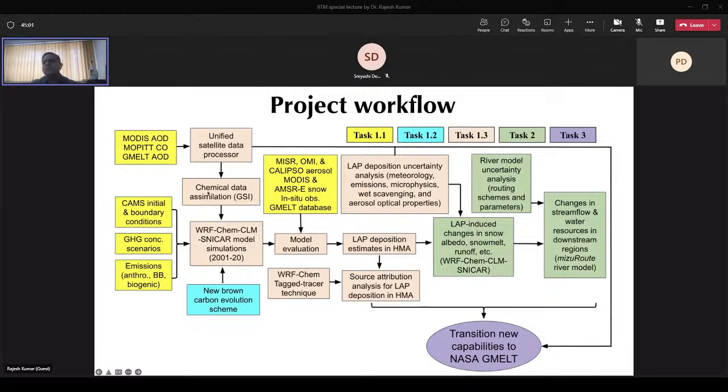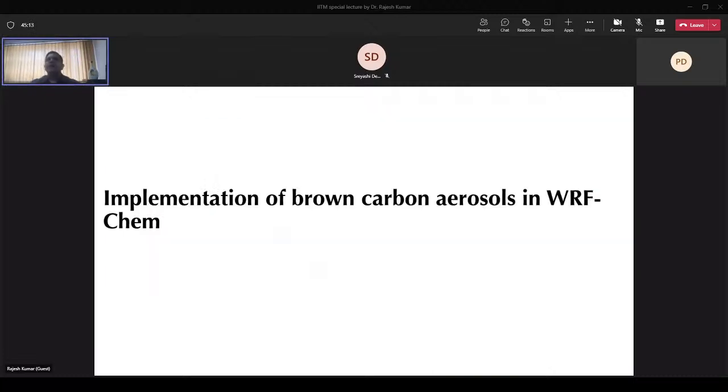This is an ongoing project, so we are nearly halfway through the project. Most of the developments have been completed, and we are currently running the model from 2003 to 2019. So the first thing I want to focus on is the implementation of brown carbon aerosols in WRF-Chem.